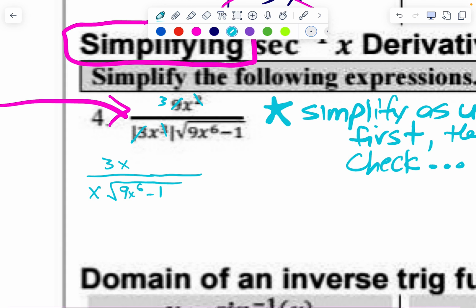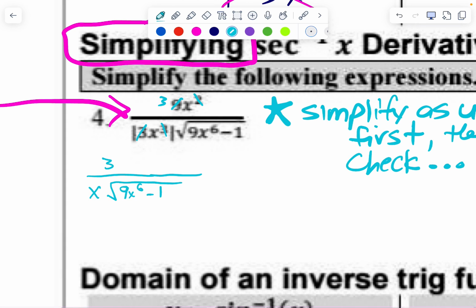How is the x still on top? It should just be 3. Yeah, you're right. Good catch. Oh, come on. Why does it do that? Okay.